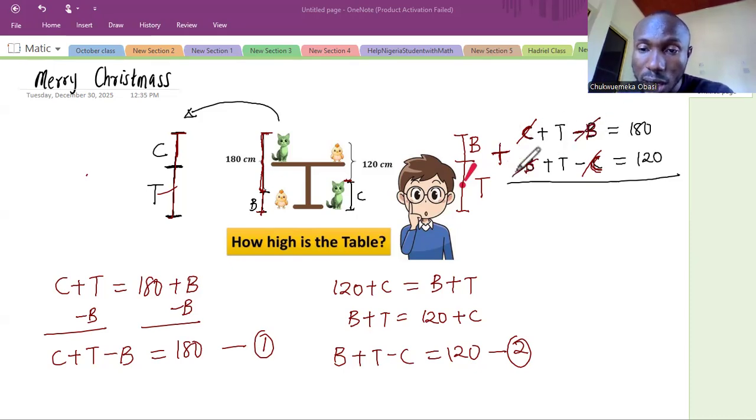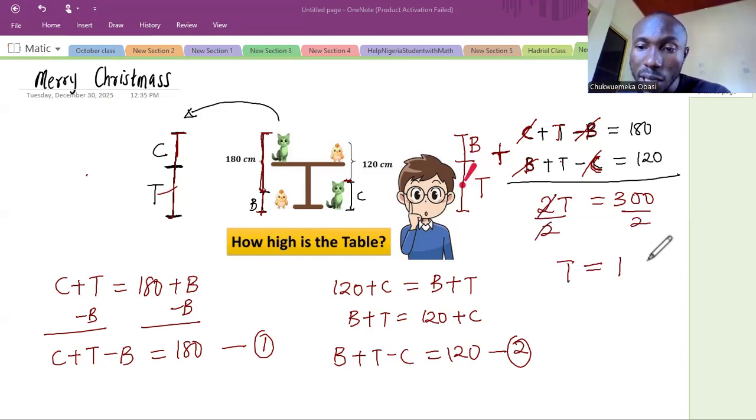We have 0. And what is remaining is the height of the table, which is T plus T. And that will give us how many? 2T. And of course, 180 plus 120 will give us 300. Perfect. Now, for us to get the height of the table, we just simply divide everybody by 2. We divide both sides by 2. And these two cancel out. So we have that the height of the table will be 150 centimeters. So that is the height of the table. So if you got 150 centimeters, let me know in the comment section. That will be very awesome.